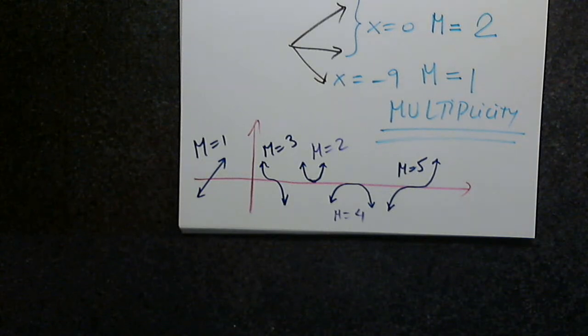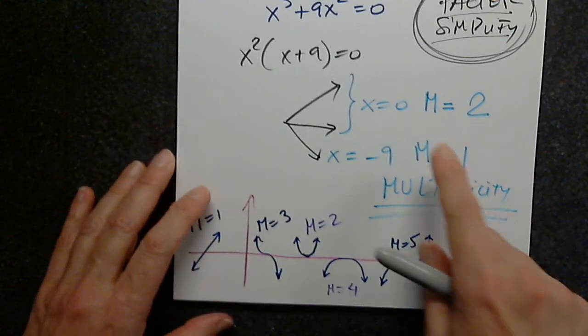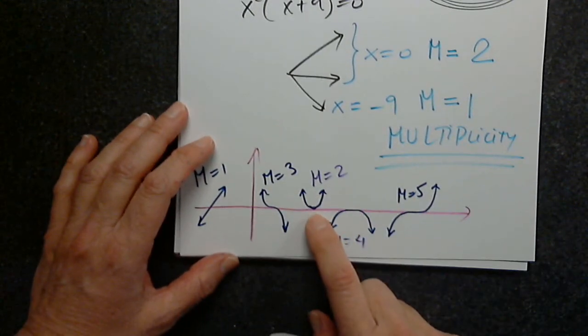Does it mean that there are 4 solutions, x equals 5 here? No, they're not 4 solutions, but the function takes its time. It gets closer to the x-axis, closer and closer and closer, finally touching it, and goes away from it very slowly, very slowly, very slowly. That's all it means. So in this case, with a multiplicity 2, it will be this.